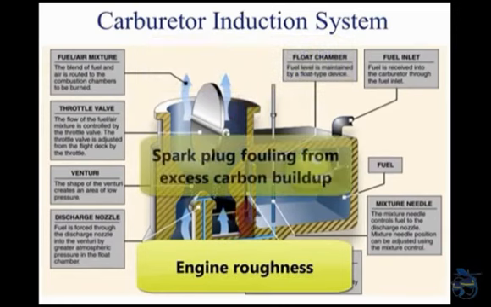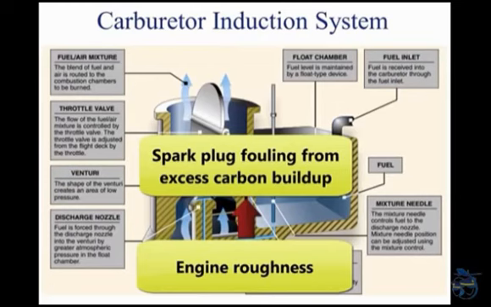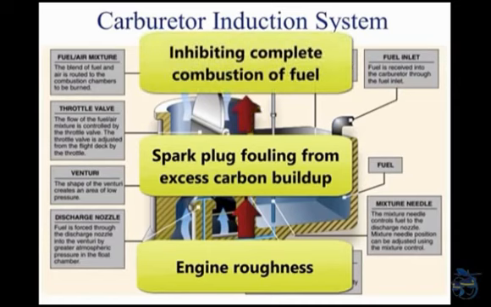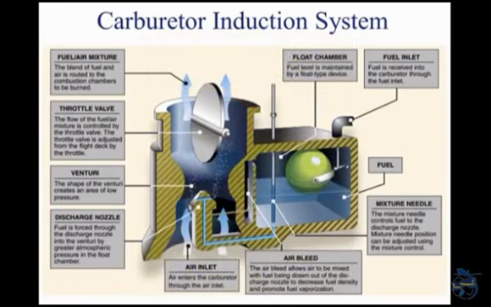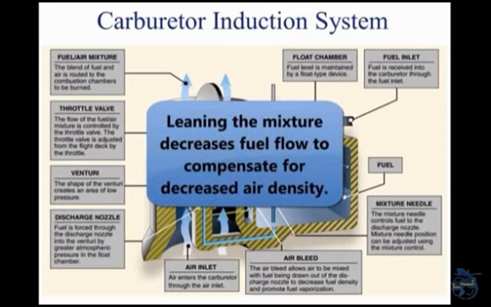The roughness normally is due to spark plug fouling from excessive carbon buildup on the plugs. Carbon buildup occurs because the rich mixture lowers the temperature inside the cylinder, inhibiting complete combustion of the fuel. This condition may occur during the pre-takeoff run-up at high elevation airports and during climbs or cruise flight at high altitudes. To maintain the correct fuel-air mixture, the mixture must be leaned using the mixture control. Leaning the mixture decreases fuel flow, which compensates for the decreased air density at high altitude.